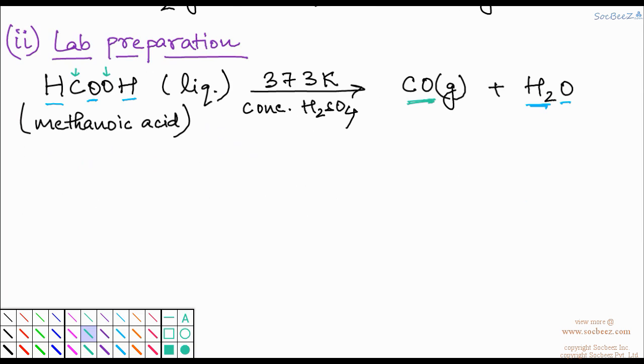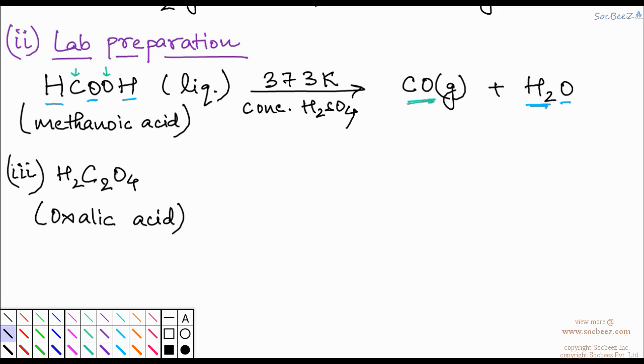So this is one way of remembering this reaction, that by dehydrating methanoic acid you get carbon monoxide. The third method which we would see is that it can also be prepared from oxalic acid. Similarly to methanoic acid, if you take oxalic acid, H2C2O4, this is oxalic acid, again in presence of concentrated H2SO4, which is a dehydrating agent, this would give carbon monoxide plus carbon dioxide plus water.